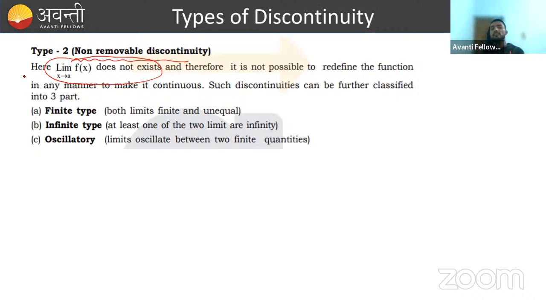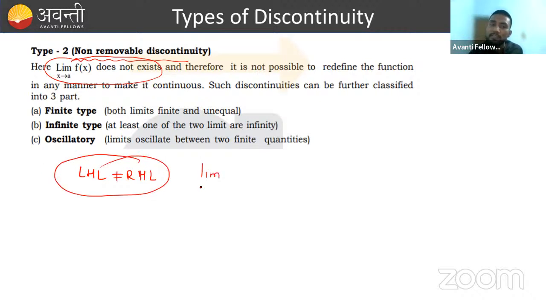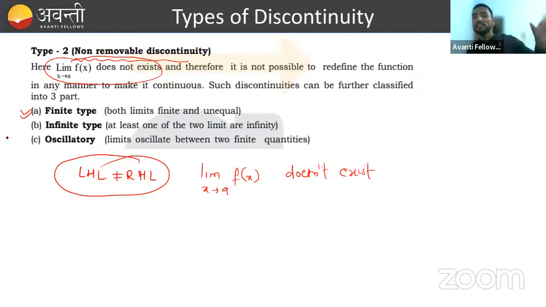So there are three cases again. One is if LHL is not equal to RHL, but both have finite values. In this case, the limit doesn't exist. If it is happening like this, then we can say it is a finite type of discontinuity, and it can't be removed because you can't change LHL and RHL. If you are not getting one value, then you can redefine it, but the whole function you can't change, right?